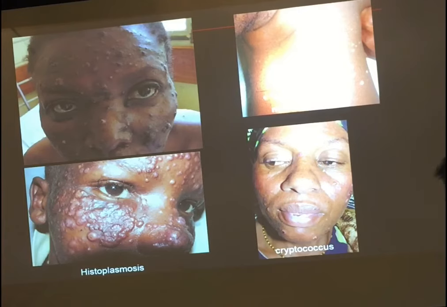If you see this one, you see that central pore? That's what umbilicated papules are. So if you see a shower of them, crypto, penicillium, and histo should be in the differential.